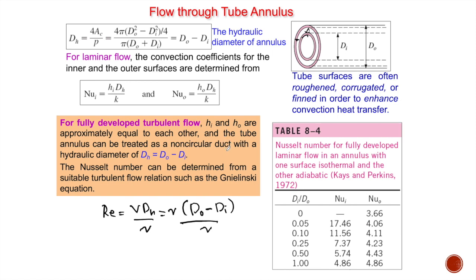You will understand more on how to use this table when you learn the heat exchanger chapter. But for now, you know that there is a situation where we have a tube inside a tube, and we call it an annulus.